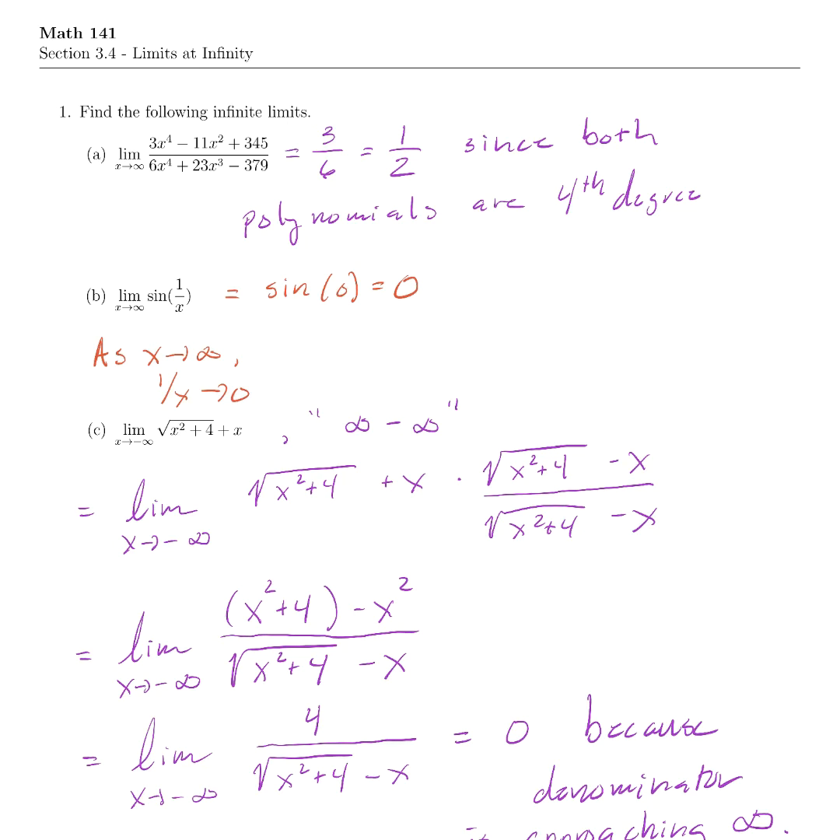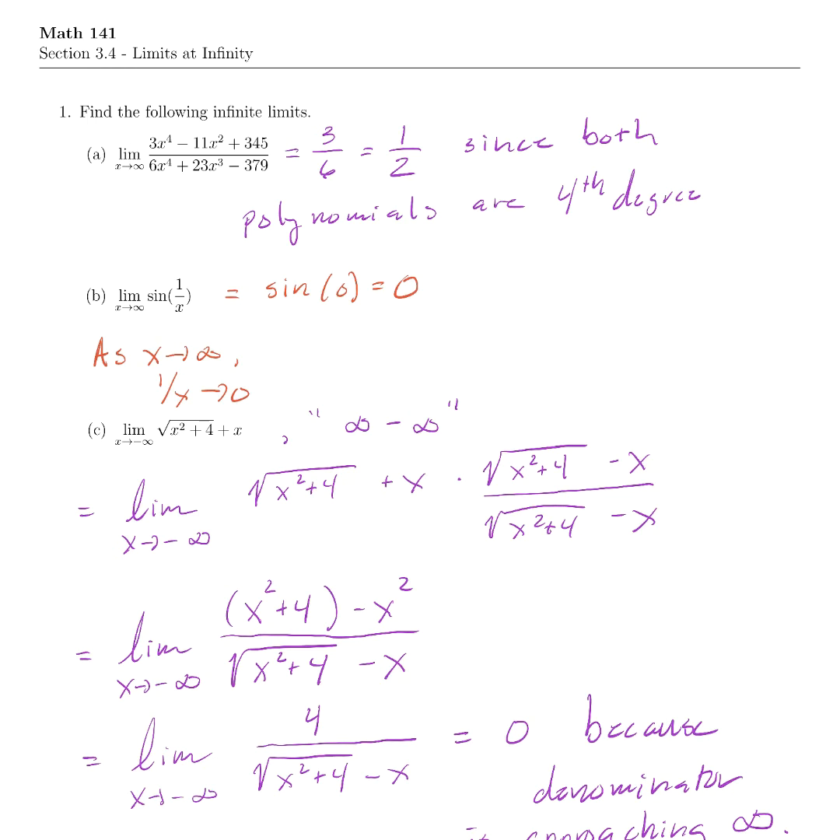Okay, here are the solutions to the 3.4 activity about limits at infinity. So the first question says find the following infinite limits. The first one is the limit as x approaches infinity of a ratio of two polynomials. When I see this, I don't care what those polynomials are beyond the first term, really. And I see that those are both fourth degree polynomials.